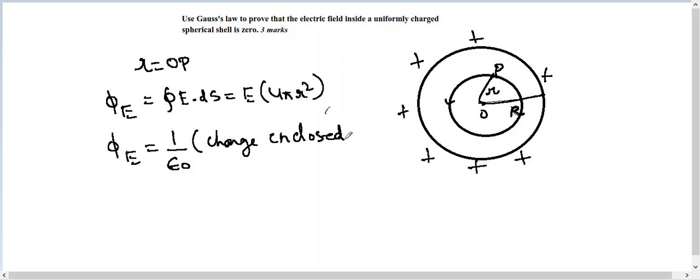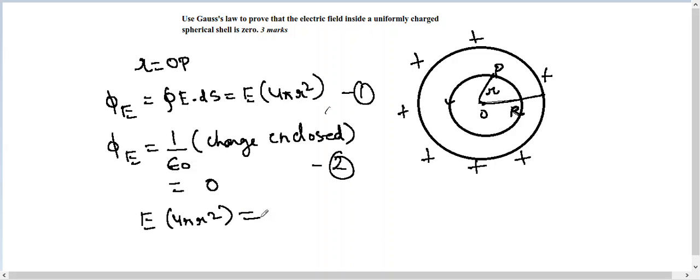So what is the charge enclosed inside this small shell? It is 0. Let's name the first flux expression as 1 and the other as 2, and equate both these fluxes. So E into 4 pi r square is equal to 0, which implies that E is equal to 0, which proves that the electric field inside a uniformly charged spherical shell is 0.